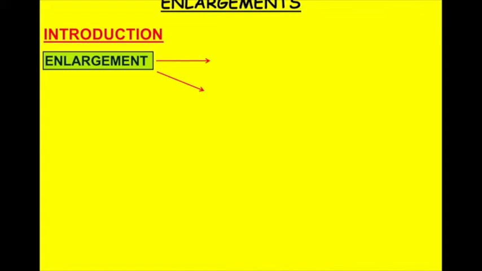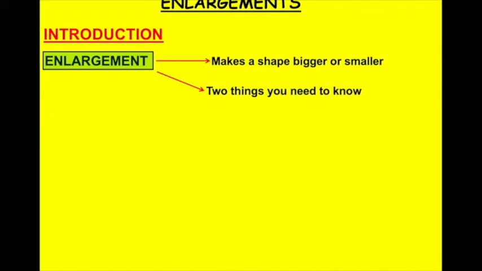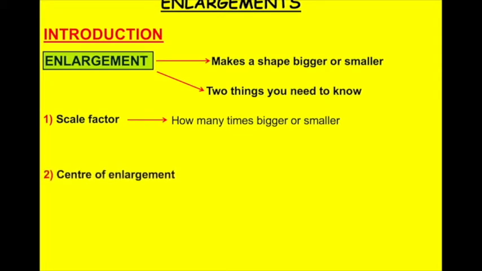Okay, let's start with the definition. What is enlargement? It is basically making a shape bigger or making a shape smaller. And there are two things that you need to know when it comes to enlargements. They are scale factor, which is how many times bigger or how many times smaller an image is compared to the object. And the second one is center of enlargement, which is the point where you enlarge from, right?